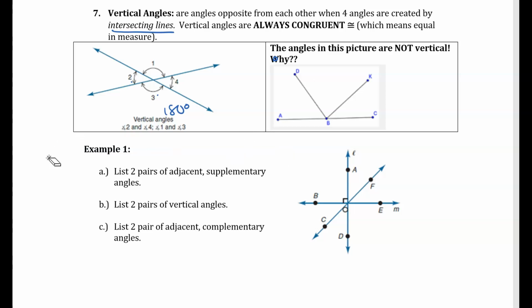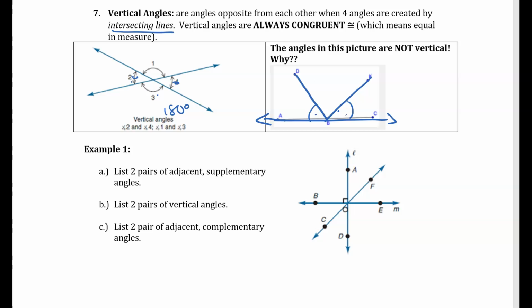This is an example over here of a sneaky picture that appears as if there are vertical angles. It seems like these should be vertical because they're across from each other, kind of like 2 and 4 are, but notice that these angles are not formed by intersecting lines. You've got a line here, and then 2 more line segments coming in. You could say this is a line on the bottom with 2 line segments. So they're not vertical because they're not formed by 2 intersecting lines.